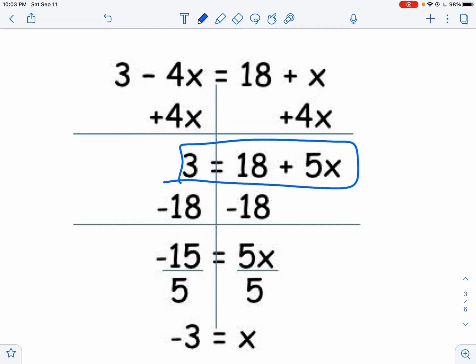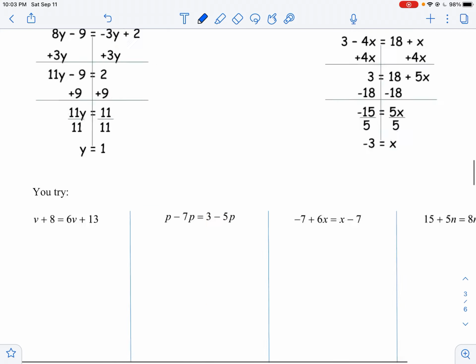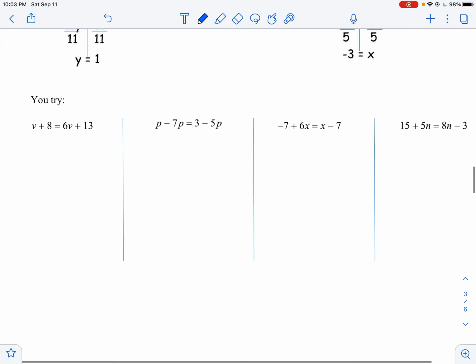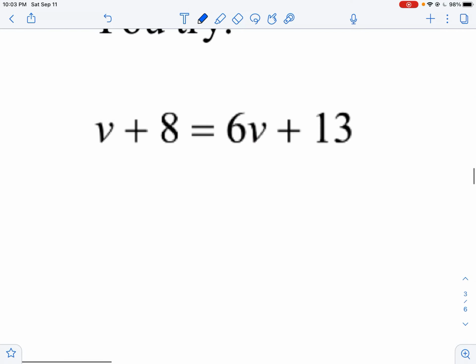This is, again, a two-step equation. Get rid of the number that's farthest from the x first, the 18. Then get rid of the number next to x, which is the 5. So you subtract 18, you divide by 5, and that gives you your answer. So let's jump to these at the bottom here. Okay, I'll show you an example here.